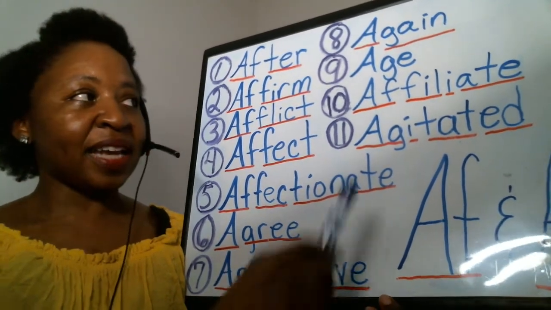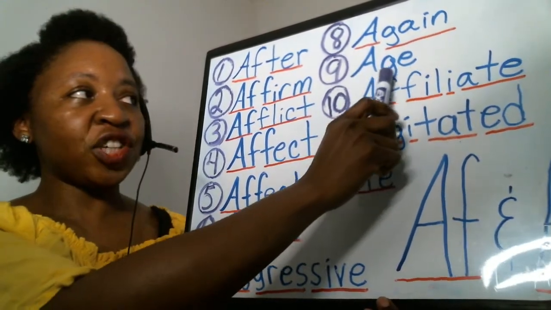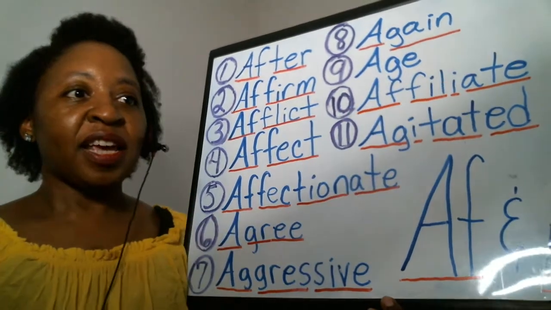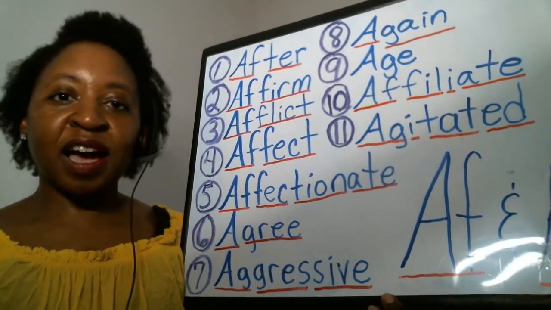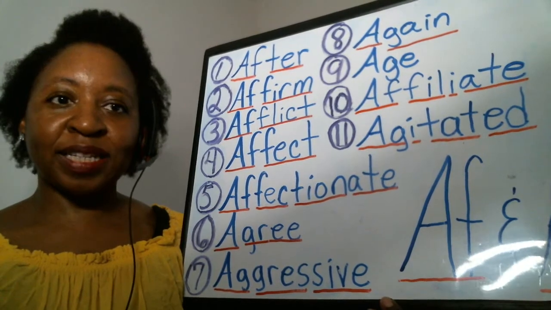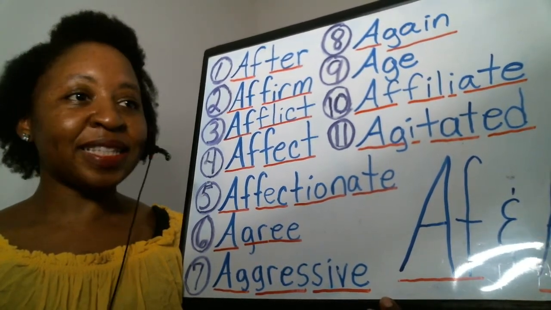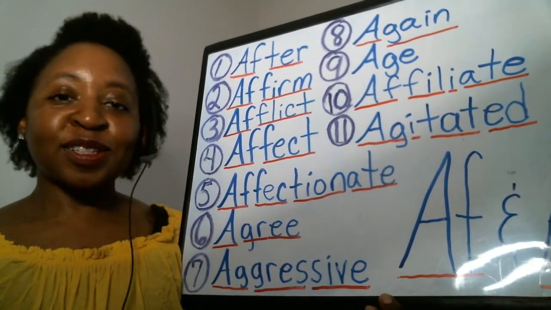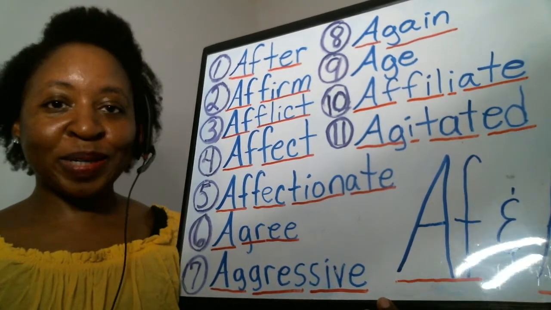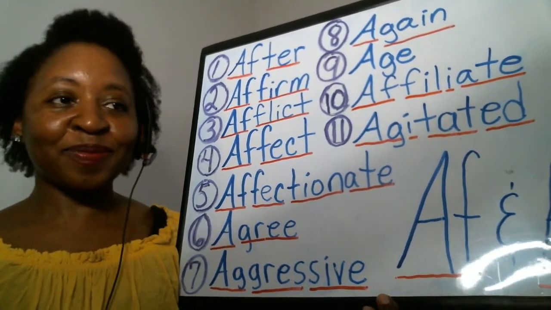Word number 9, age. A-G-E, age. Age means the length of time that a person has lived or existed. Your homework sentence: may I ask your age? And of course you would end that sentence in a question mark.